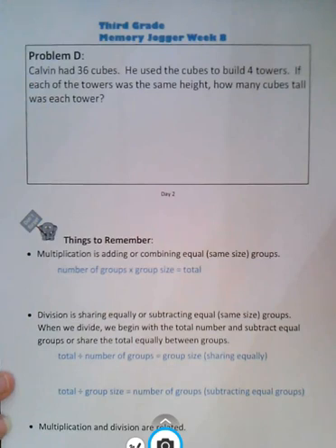So that is the total divided by the number of groups equals the group size, that's when you share equally, or the total divided by the group size gives you the number of groups, and that's subtracting equal groups. Multiplication and division are related.